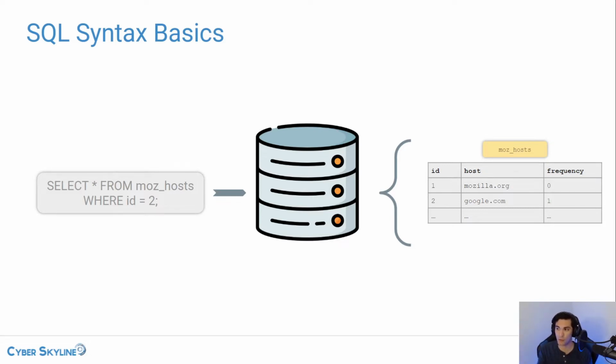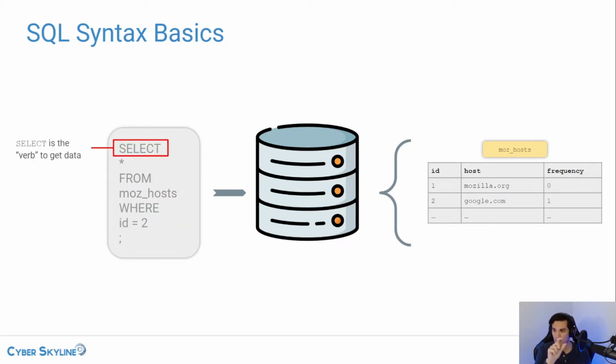So I'm only going to go through the SQL language just so that you have a baseline understanding, but this is definitely not the place to go over how to do SQL. It's a much longer episode to cover that. So right now we have a query on the left side here. Select star from Moz hosts where ID equals 2. So that's going into our database, and then our database has a table called Moz hosts. So let's break this request down.